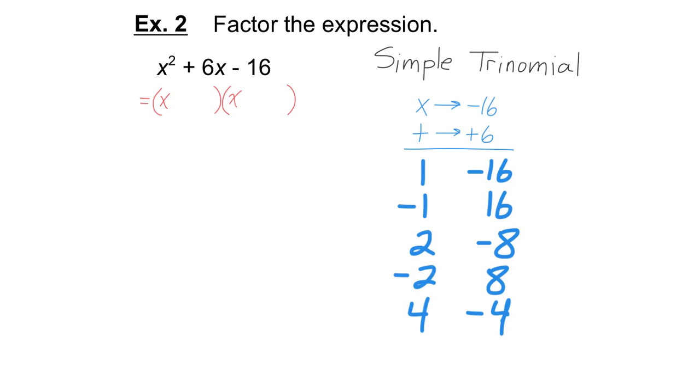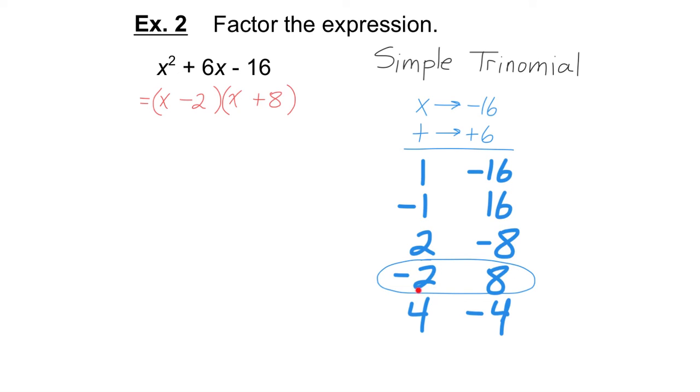3 doesn't go in, 4 does, 5 doesn't go into 16, 6 doesn't go into 16, 7 doesn't, 8 does, but it's already in my list, so I know that I'm done. These are all the possibilities of pairs of numbers that multiply to negative 16. But we need to pick the pair of numbers that also adds to positive 6. So what's 1 minus 16? Well, it's not 6. What's negative 1 plus 16? Not 6. 2 minus 8 is negative 6. Negative 2 plus 8 is positive 6. So that's the winner right there.